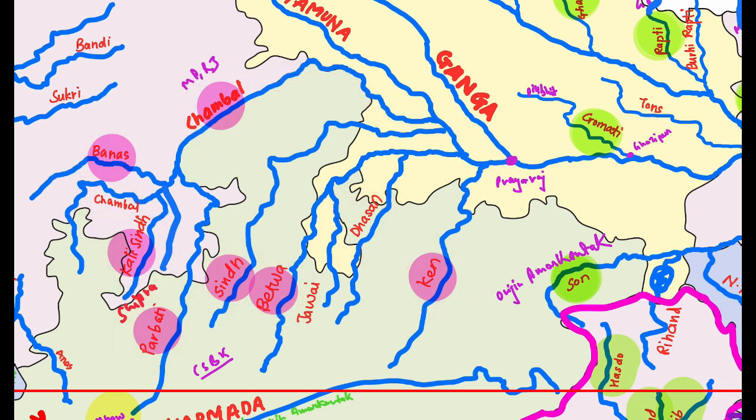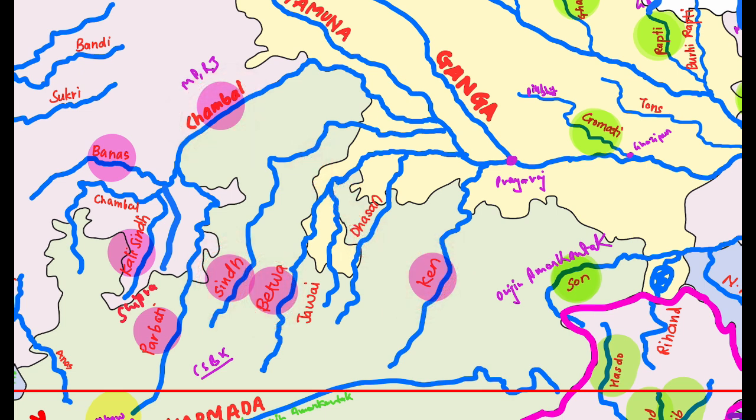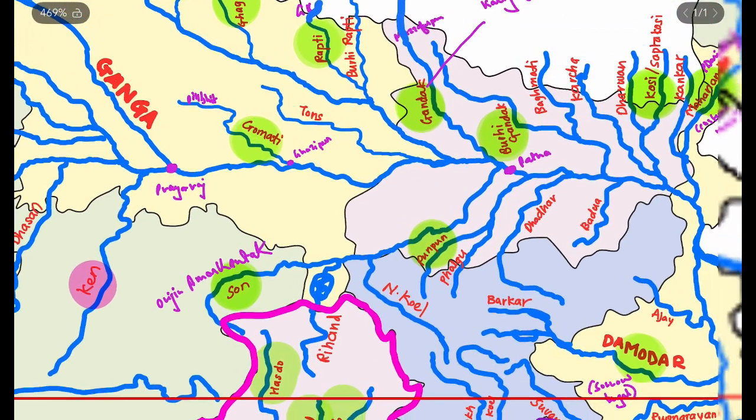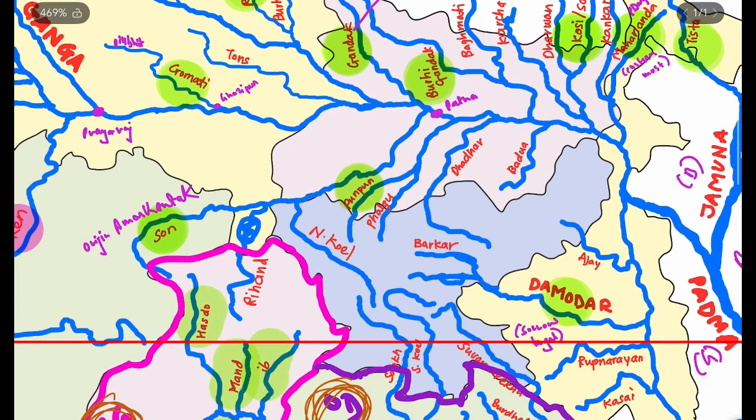How to remember? Not much important, but main: Chambal, CSK, which we know now, then just B in between. CSBK: Chambal, Sindh, Betwa, Ken. So this is now going and meeting here.